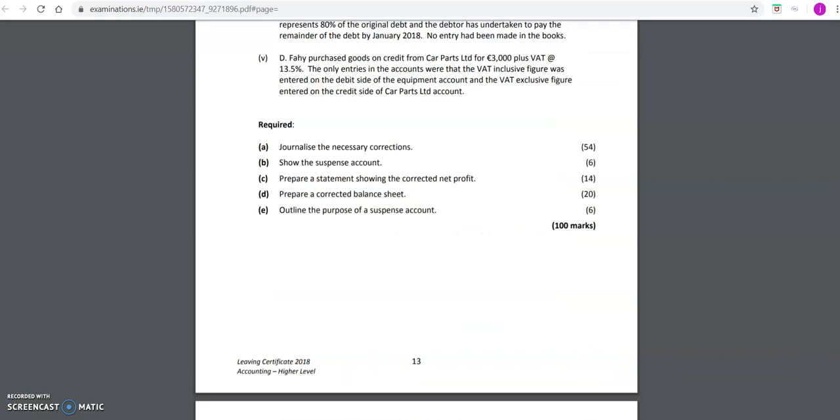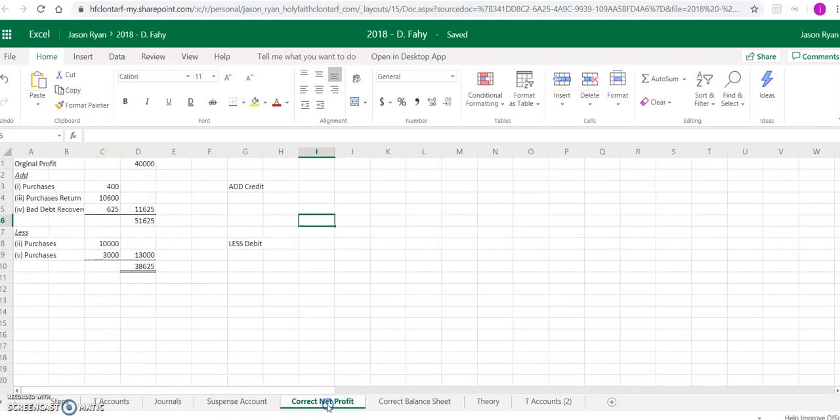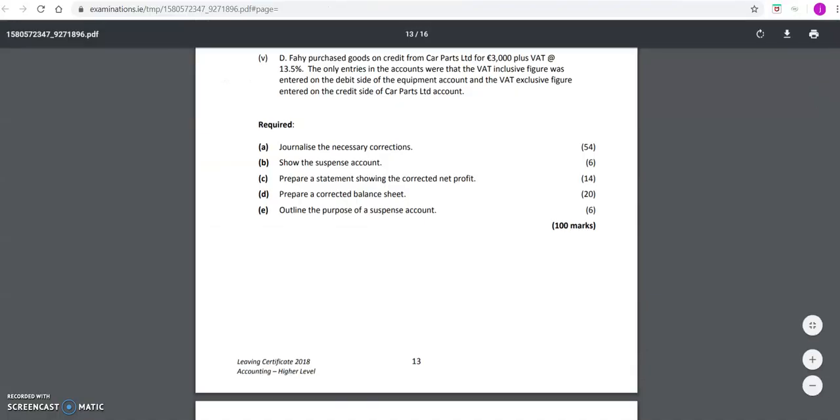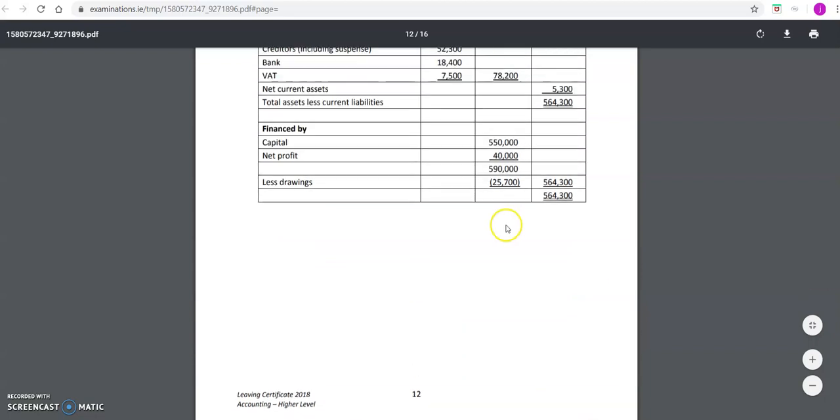So part D says prepare a statement showing the correct net profit. So anything from our journals, we're going to look back here at our journals. Anything that would have gone into your profit and loss account, if it's on the credit side, we're going to add it on. If it's on the debit side, we're going to take it away. So our net profit, 4,000. So that 4,000 is taken straight from the question itself. And in the balance sheet, you will have your net profit figure.